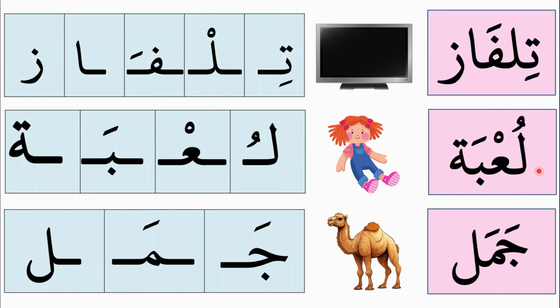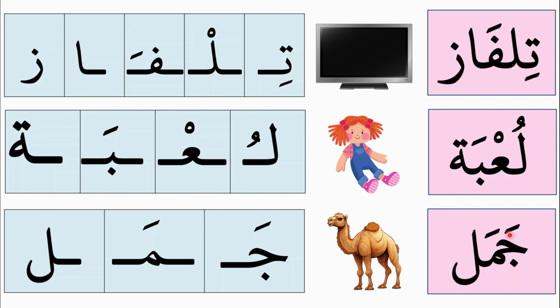Another word, لعبة, which means toy. We will start with لام with ضمة, lu. Then عين with سكون and باء with فتحة, ba. The last letter we call تا مربوطة and we pronounce it as a. This is the word لعبة.